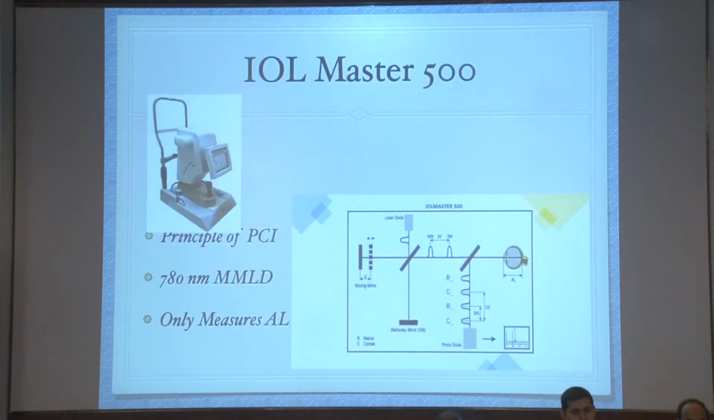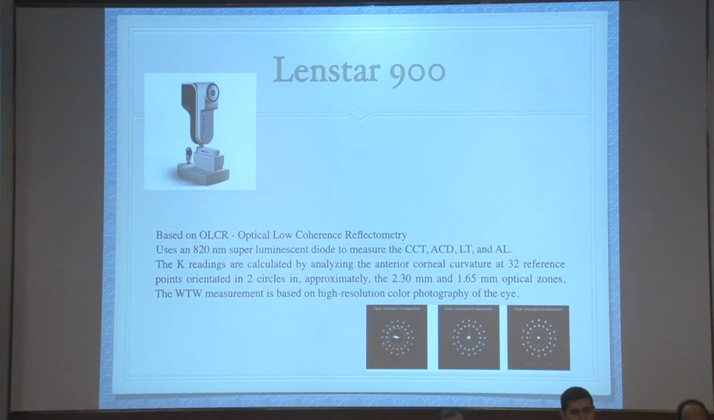So the IOL Master 500 is based on the principle of partial coherence interferometry, and it uses a 780 nanometer multimode laser diode. But the disadvantage is that it only measures axial length optically, and it uses slit lamp imagery to measure anterior chamber depth and other parameters. So that was the biggest limitation of the IOL Master 500.